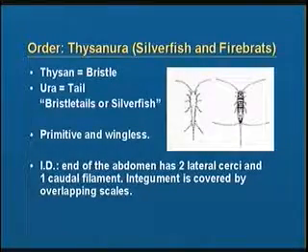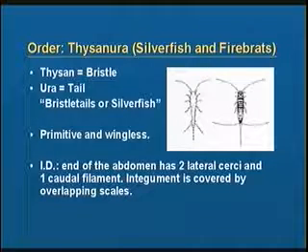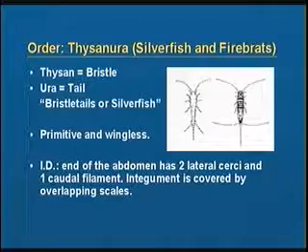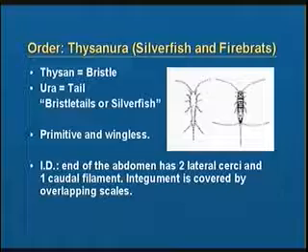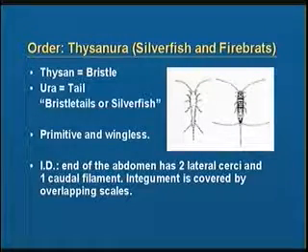Okay, Thysanura, silverfish and firebrats. These are some of the most primitive orders. Thysan is Greek for bristle, and ura, tail, so therefore bristletails. They're wingless insects, and they're identified by these two lateral appendages called cerci on the posterior of the abdomen. Here we have the abdomen, and this one, what's called a caudal filament. And they're scaly insects.